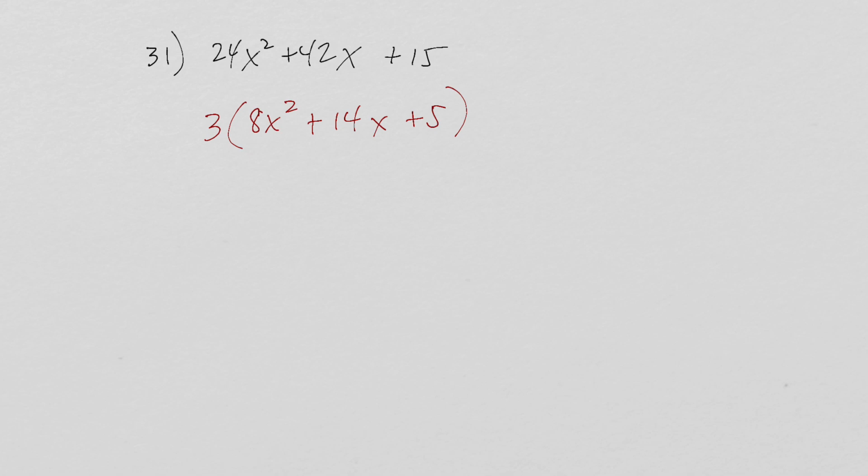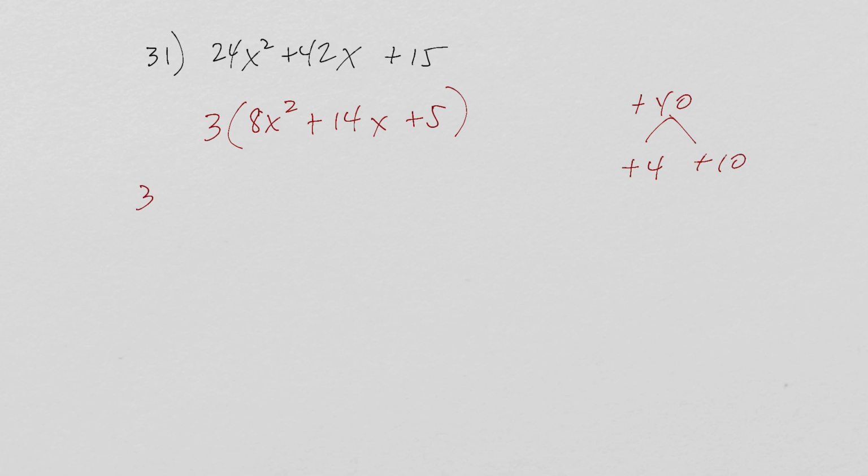Number 31. 24x squared plus 42x plus 15. Now, I'm not going to multiply these two out yet because I'm going to get a huge, ridiculous number. Instead, I'm going to take out the GCF. It makes my problem a lot smaller and easier to manage. Now, when I multiply these, I get 40. I'm looking for factors of 40 that add up to 14. I'm not going to bother listing them all out, because I think that's pretty simple to see.